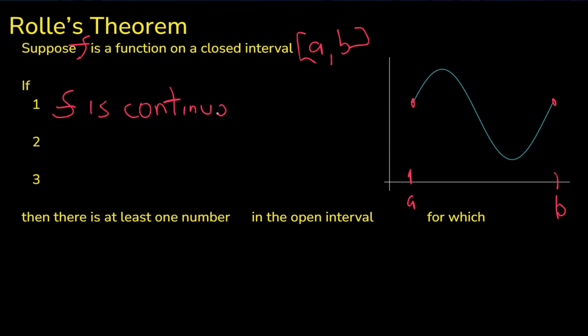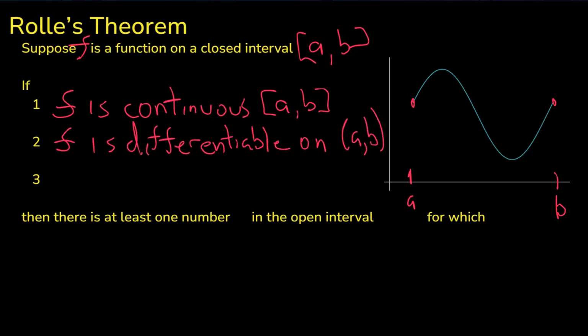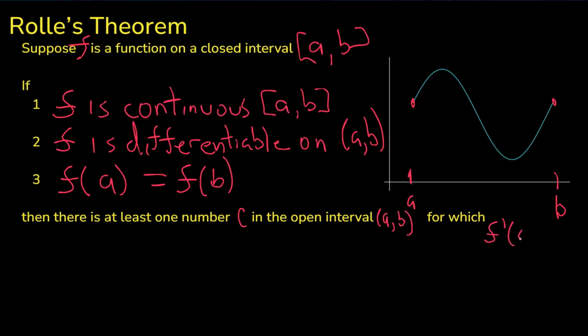One, f is continuous on the closed interval a to b. Two, f is differentiable in between, and three, the endpoints equal one another, f of a equals f of b. Then there is at least one number, we'll call it c, in the open interval a to b, so in between the endpoints, for which f prime of c equals 0.